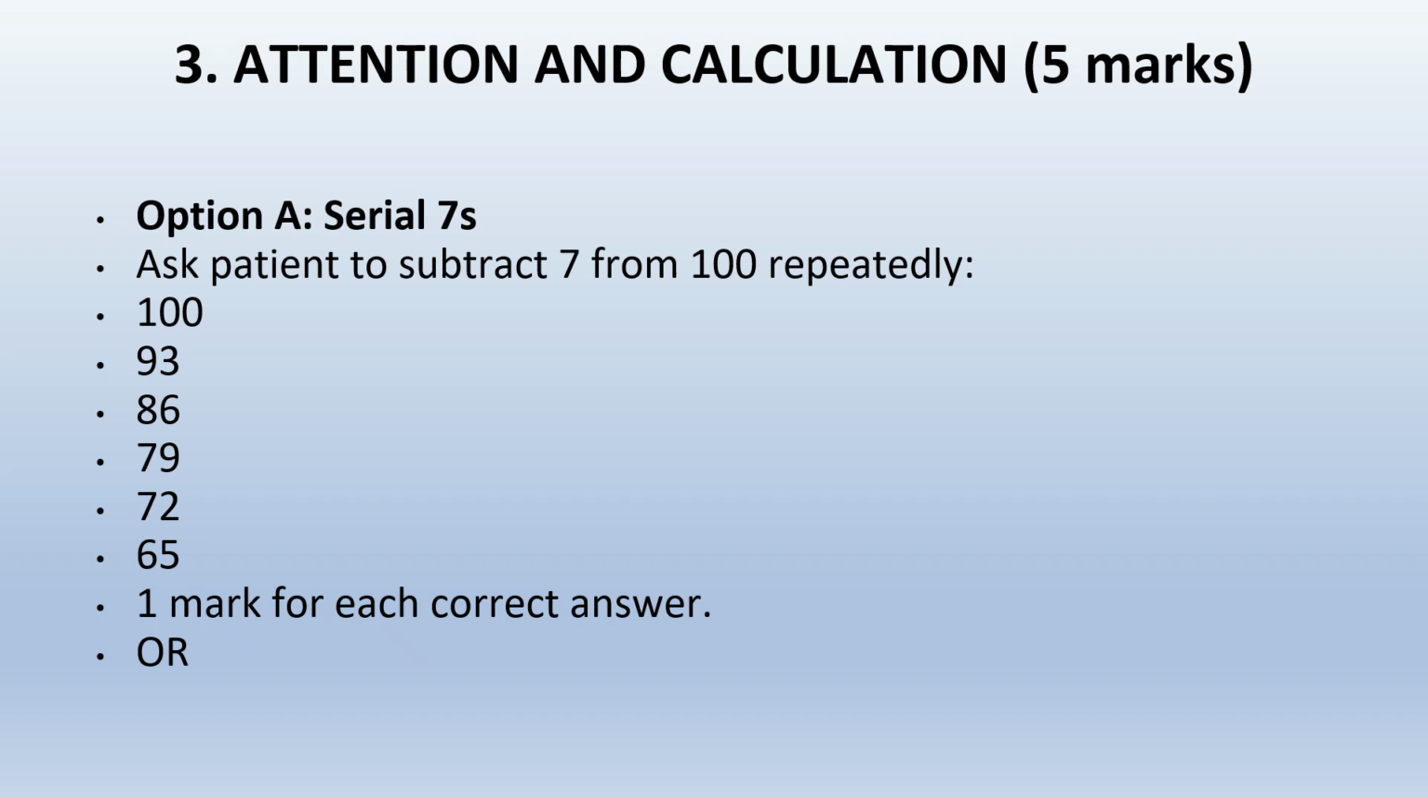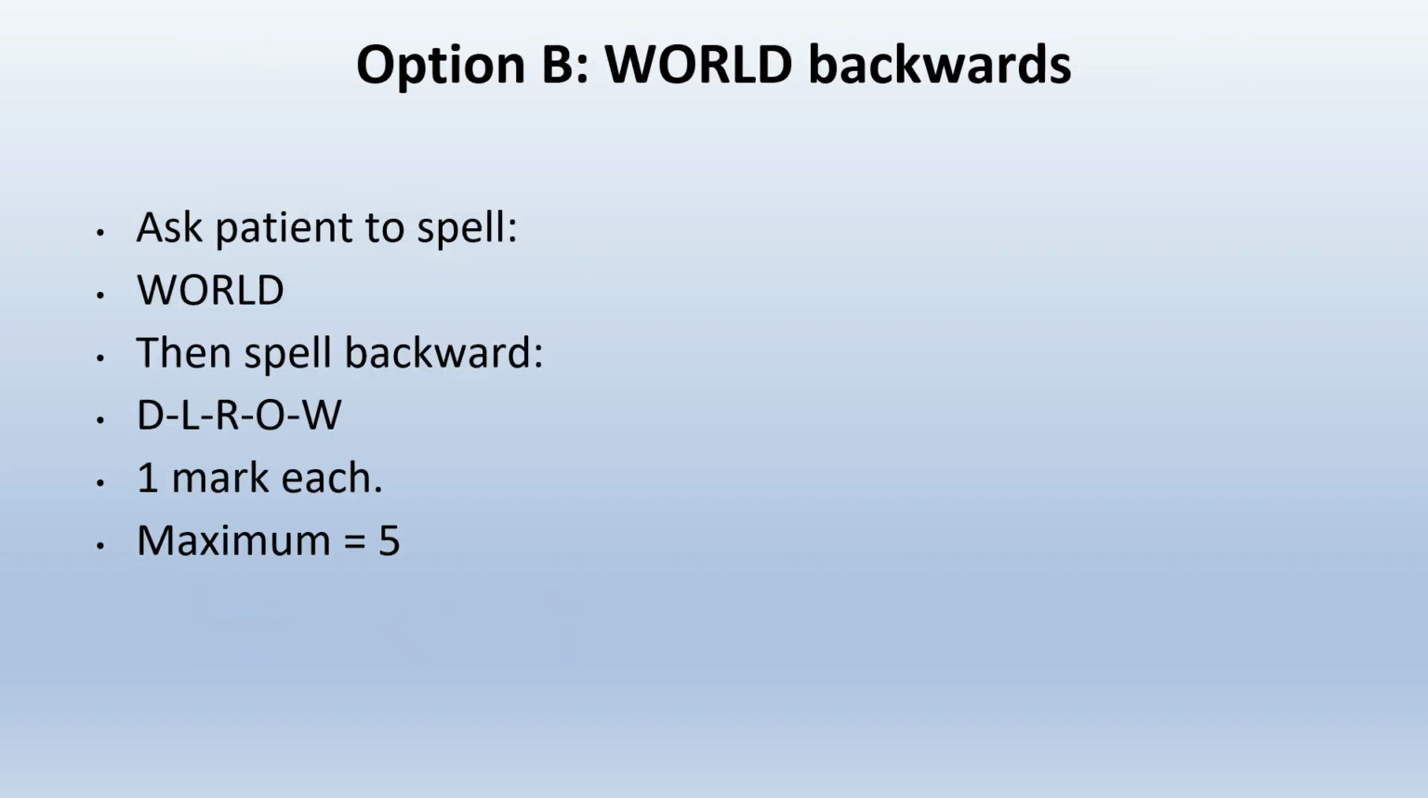Or we can try option B, that is word backwards. We should ask the patient to spell WORLD backwards. Then spell backward, DLROW. 1 mark each letter is given. The maximum marks given is 5.